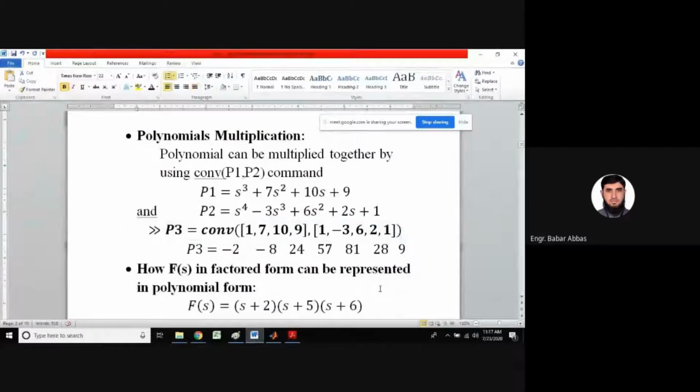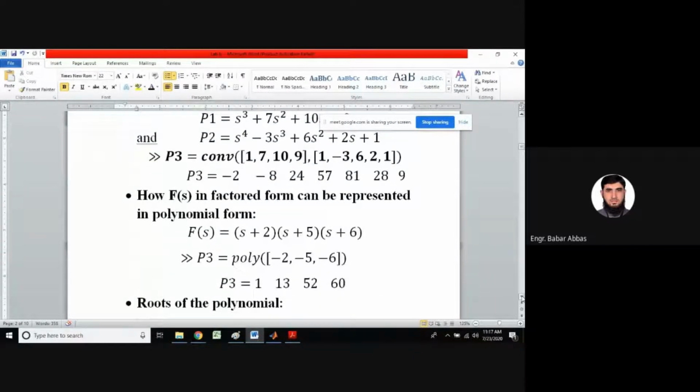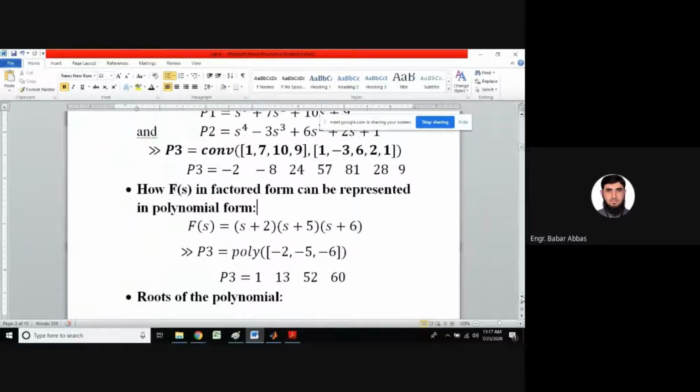Okay, we are having a transfer function that is in the factored form. If we have a transfer function in factored form, for example, the transfer function is equal to s plus 2 into s plus 5 into s plus 6. So we have to write the negative coefficient in the polynomial P3. For that purpose, we have to multiply the polynomial s plus 2 into s plus 5 into s plus 6, which has been factorized beforehand.